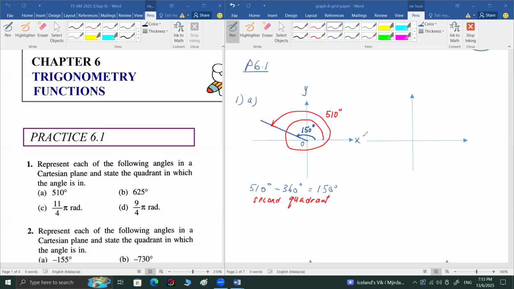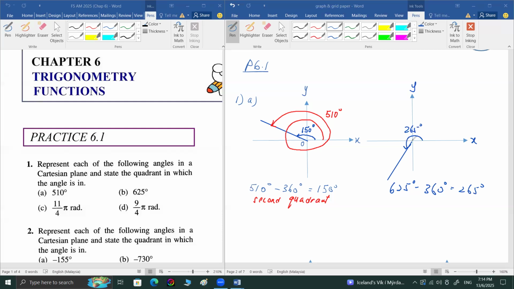Let me see, 625, check your answer, yeah? 625 means more than one round only, so you minus 360. I get 265. 265 is here, third quadrant. Same like just now, you draw one line, roughly, yeah? So you show this is 265. Don't forget the X and Y axes, yeah? 265.